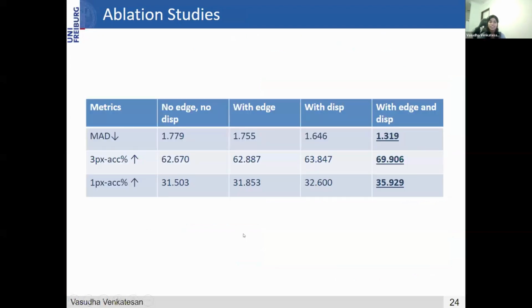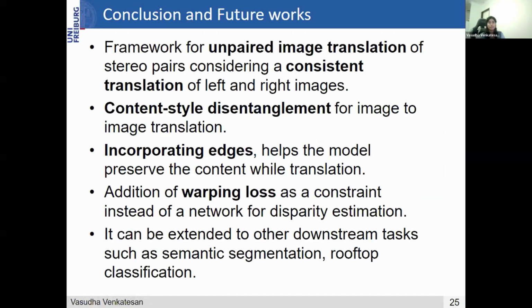We also performed ablation studies. Our main contribution was to include edges and also use a warping loss while training the GANs. So we tried with and without each of the two components. Although individually the addition of edges or the addition of the disparity map does not significantly reduce the MAD or increase the accuracy, when we combine both of these methods, there is a significant improvement in accuracy. That was one of the very interesting findings.